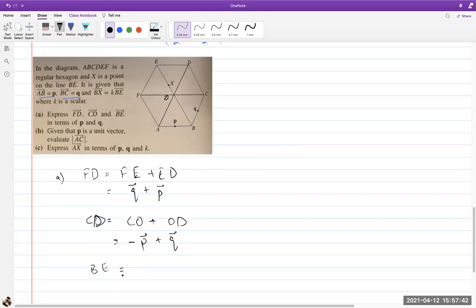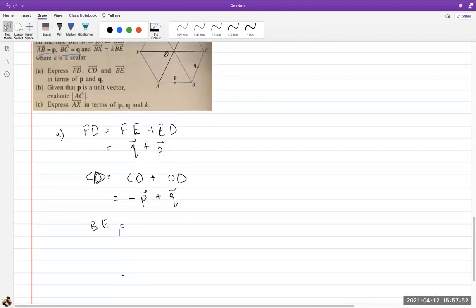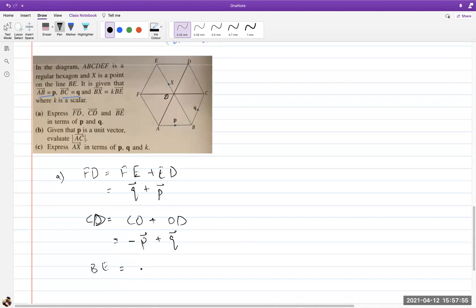Similarly for BE, I'll know that going from B, okay, BE, how do we do that? BE is 2 times CD. I can see that, right? Going from B to E is just like going from C to D twice. Do you agree? Yes. So with that in mind, I can easily say that I have C to D, so it's going to be 2 into minus P plus Q. That's how I would know this.